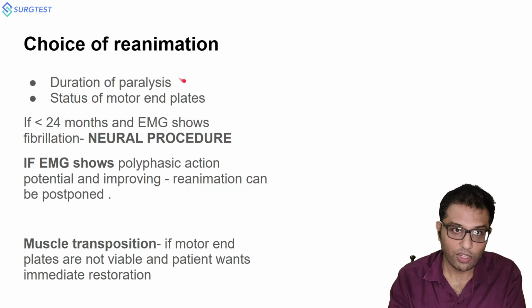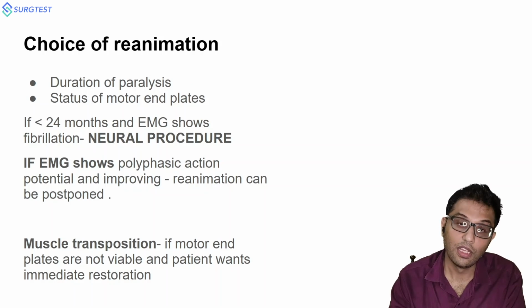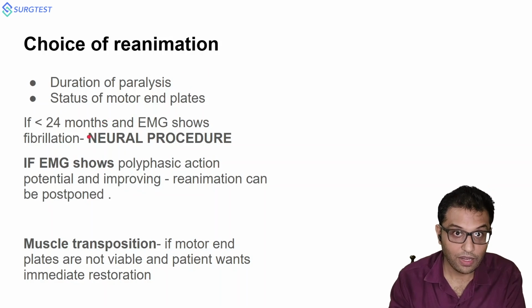So, how is our choice of reanimation decided on the basis of this electrophysiological testing? First thing we have to see is the duration of paralysis. If the duration of paralysis is more than 24 months, then the muscle motor end plates are surely gone. You only have one option, that is free muscle transfer or muscle transposition. Only if it is less than 2 years and EMG shows fibrillation, do a neural procedure, that is, a nerve transfer procedure.